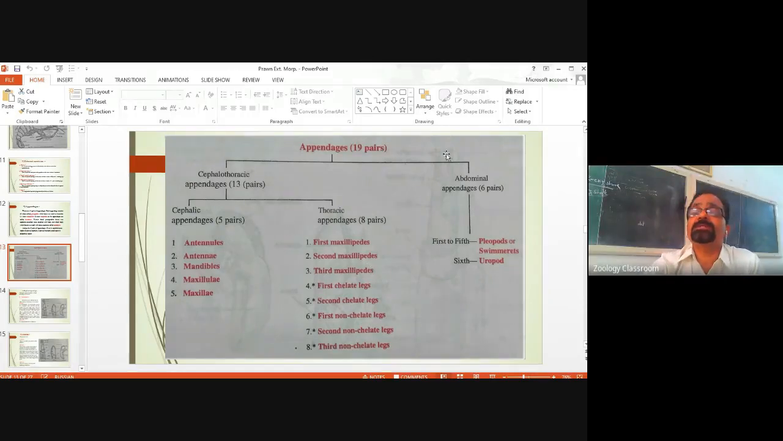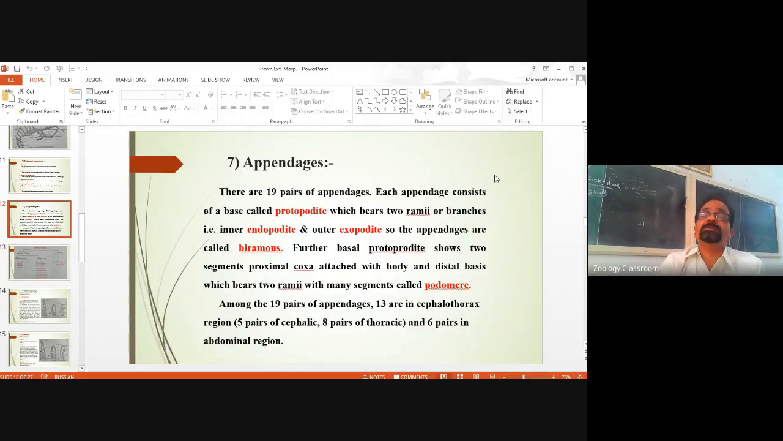So as I have mentioned, the abdominal region contains 6 pairs of appendages, of which 5 are the pleopods and the sixth one is the uropod. Before going into details with the appendages, let us discuss the appendages here. There are 19 pairs of appendages. Each appendage consists of a basal segment called the protopodite, which bears two ramii, the inner endopodite and the outer exopodite. When these two are present, the appendage is called biramous. If either one of them is absent, it is called uniramous.